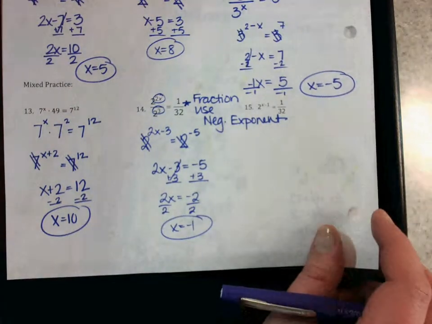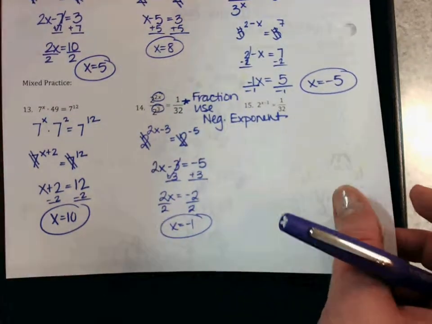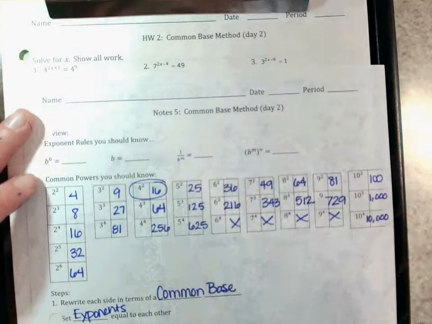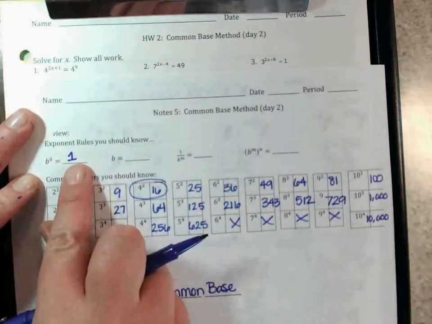Which one is your exponential equal to a 1? Number 3. Good. Okay, so at the top of your little chart here, I didn't fill it out for you, but anything to the 0 is a 1 right here. This is on your chart from your notes.